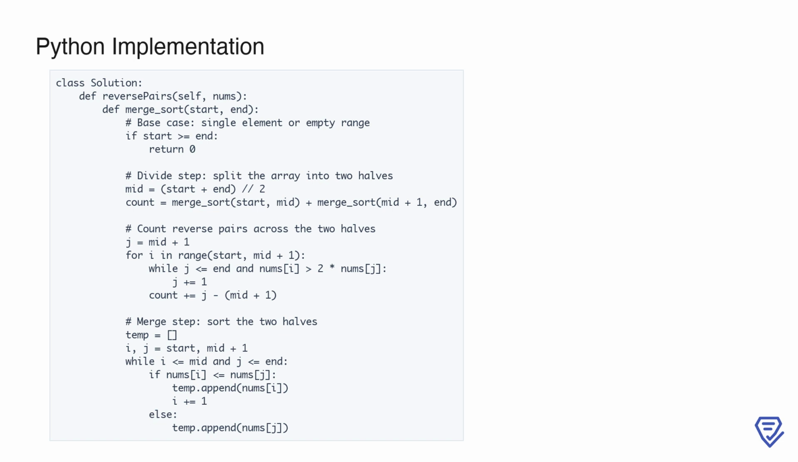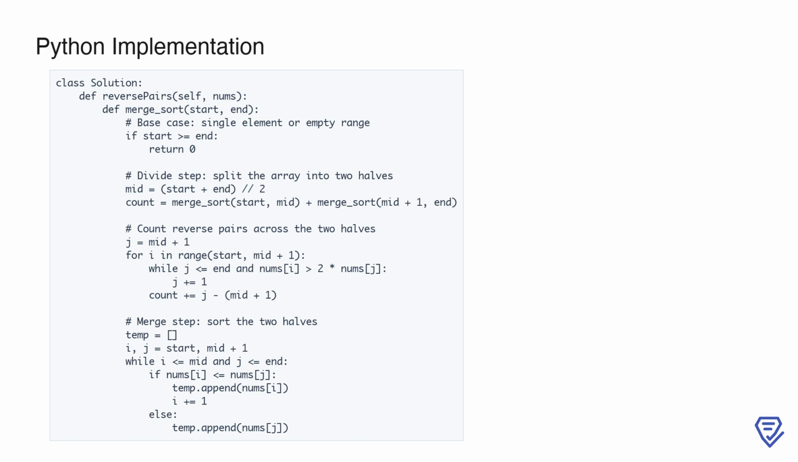Then comes the critical part, counting reverse pairs that span across the two halves. For this, we use two pointers: i iterates over the left half, and j starts at the beginning of the right half. For each i, we increment j as long as the condition for a reverse pair, where nums[i] is greater than twice nums[j], is satisfied. The difference between j and the starting index of the right half gives us the count of valid reverse pairs for the current i. Once this counting is done, we proceed to the merge step, where we combine the two halves into a sorted order.